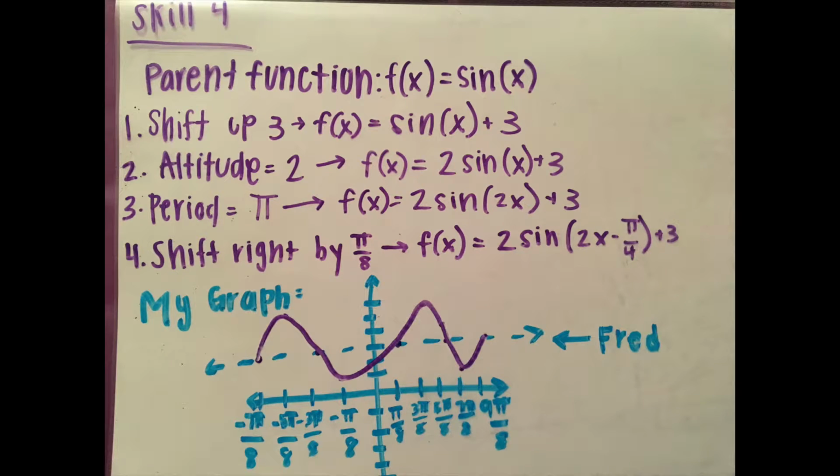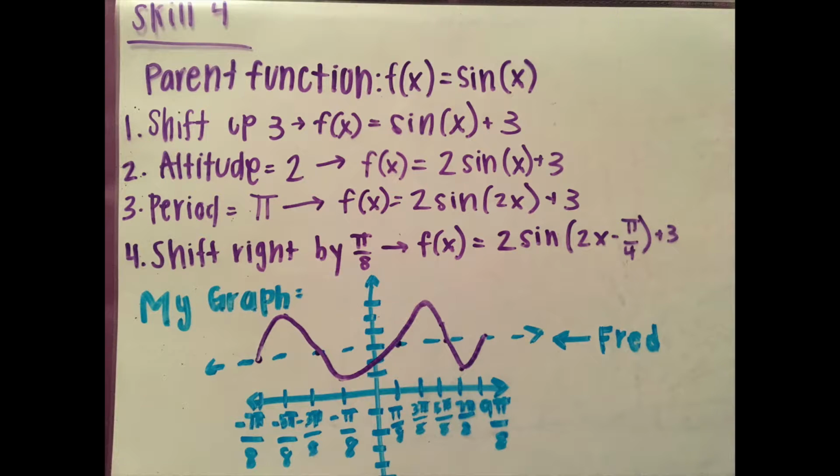Okay, so you can see at the top of this page the steps that I took in order to create my function to resemble the one that was given. And so my final function was f(x) = 2 sin(2x − π/4) + 3. So the first thing that I did in order to graph this function was I moved the parent function up by 3 to represent the plus 3 at the end.